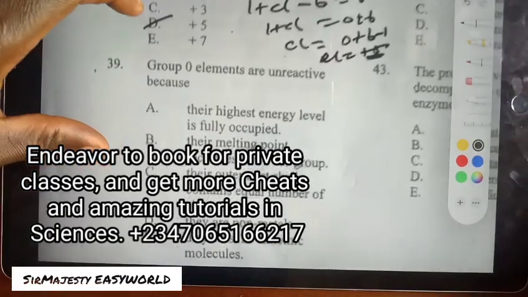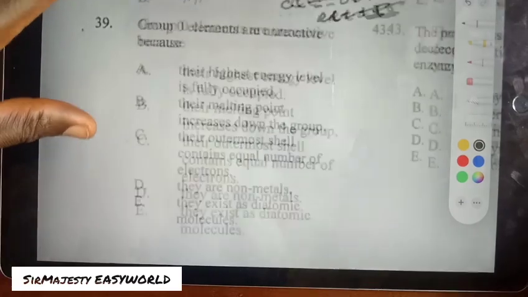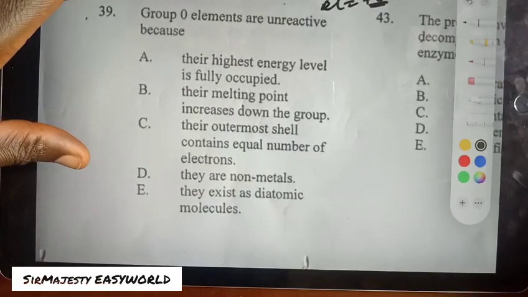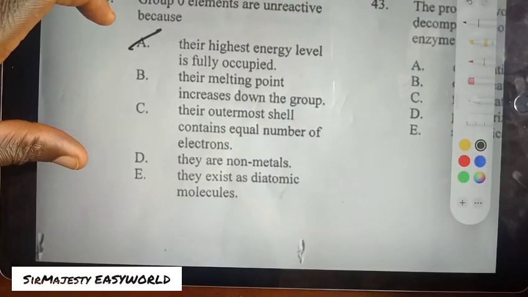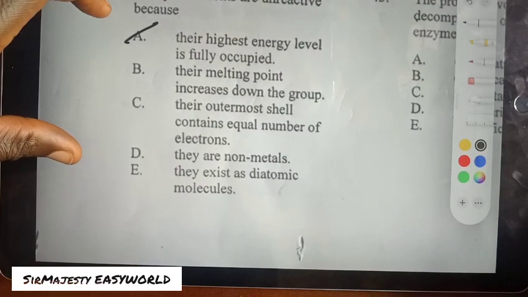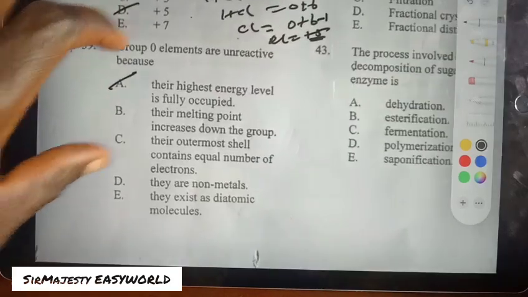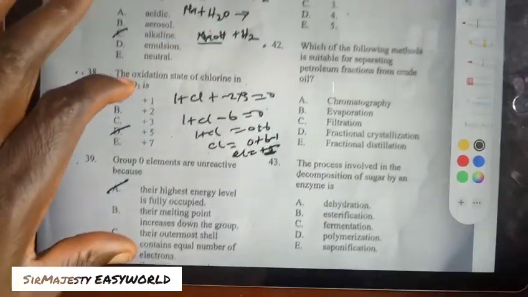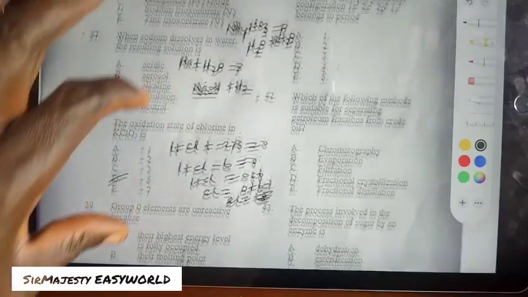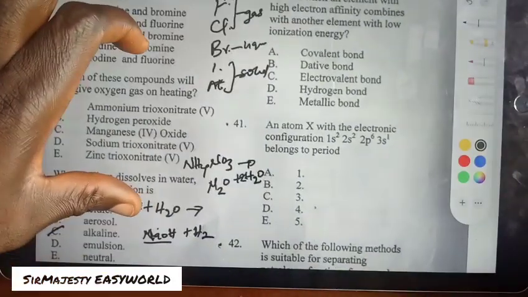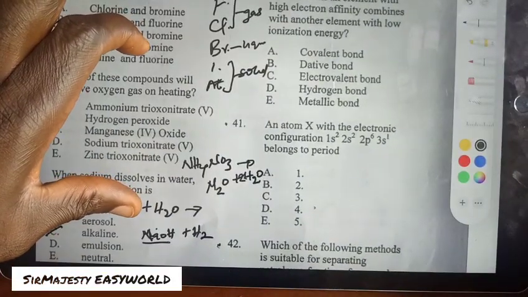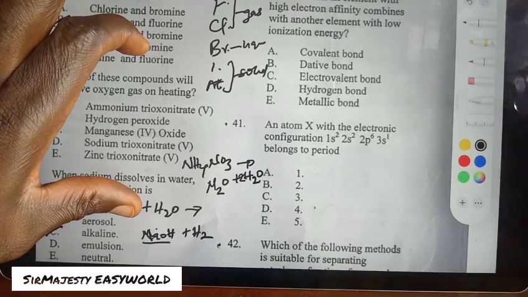Okay, group 0 elements are unreactive because their highest energy level is fully occupied. Very correct. That's why they are unreactive. They have attained stability, and the two types we have are octet or duplet stability. Helium is the only one that has attained duplet stability among them. Every other member has octet stability.